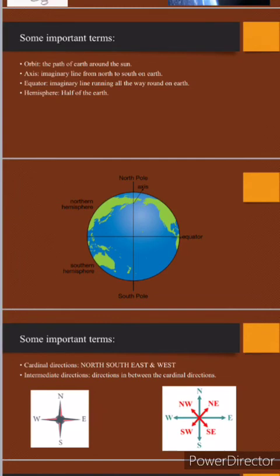Now, as you can see, there are two kinds of directions, the cardinal directions and the intermediate directions. The cardinal directions are the basic directions which are north, south, east and west, whereas the intermediate directions are found between the cardinal directions. For example, the direction between north and east is called northeast, the direction between south and east is called southeast, the direction between south and west is called southwest, and the direction between north and west is called northwest.